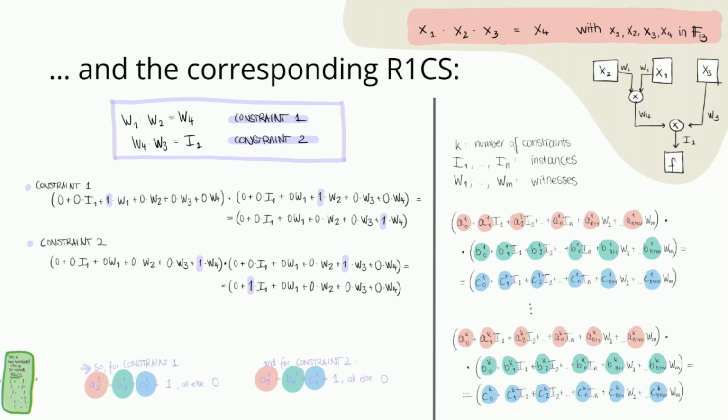So, as you see for constraint 1, for the A coefficients, only the third A is set to 1 for the first constraint, and for the second constraint, only the fourth B coefficient is set to 1 as well, and C5 for the first constraint is also set to 1, and similar for the second constraint. So this is how you transform your circuits into an R1CS.